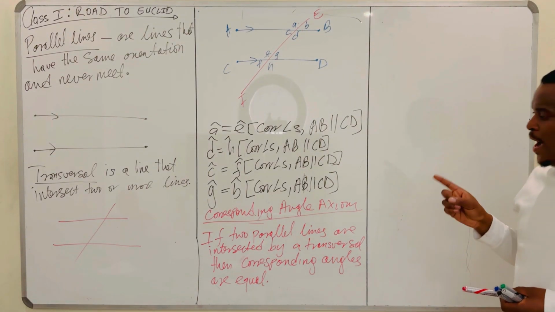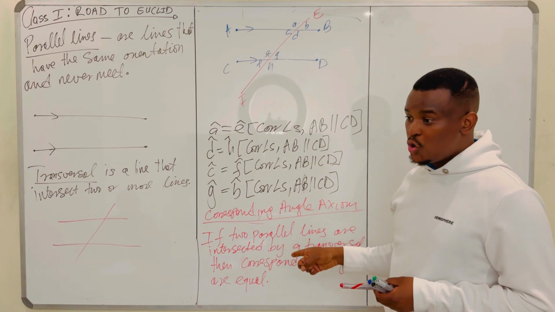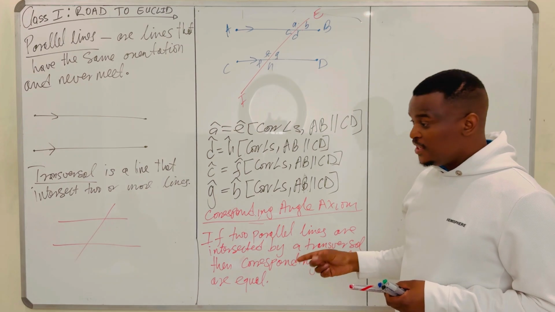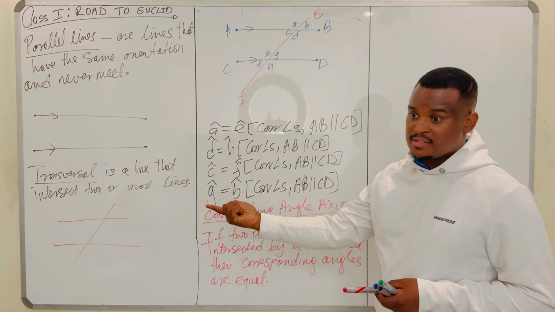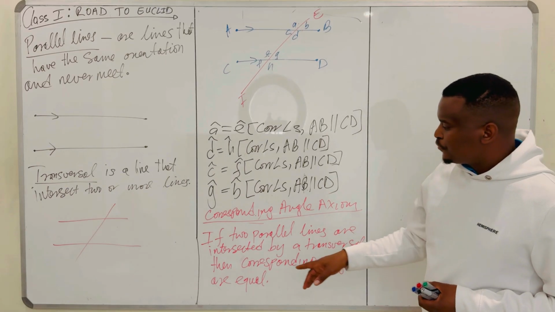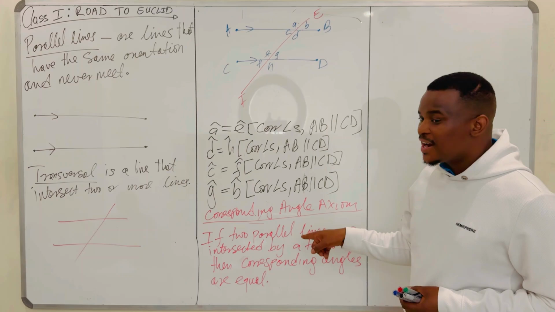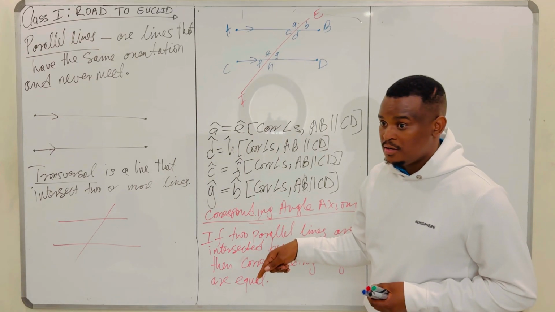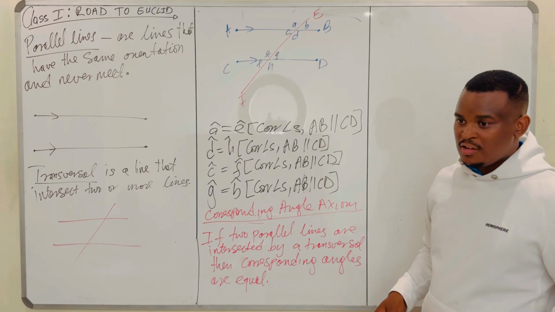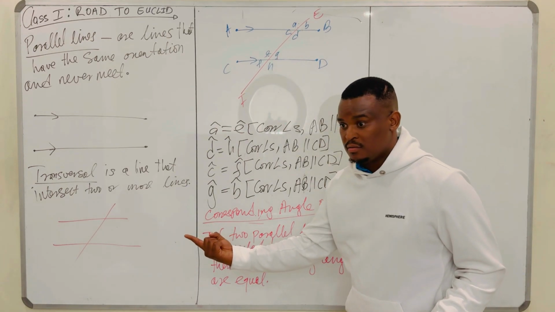So, I'm going to state the converse of this. Do you know what a converse is? Yes. What is a converse? It's a different direction now, going backwards. Because here, we said, if we're given two parallel lines, and those two parallel lines are intersected by a transversal, then the corresponding angles are equal. So the converse is going the other way.